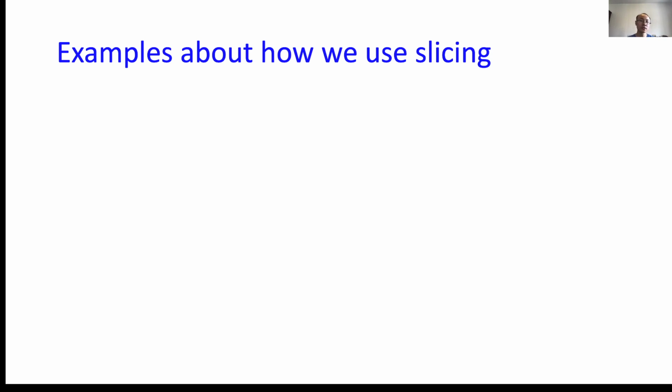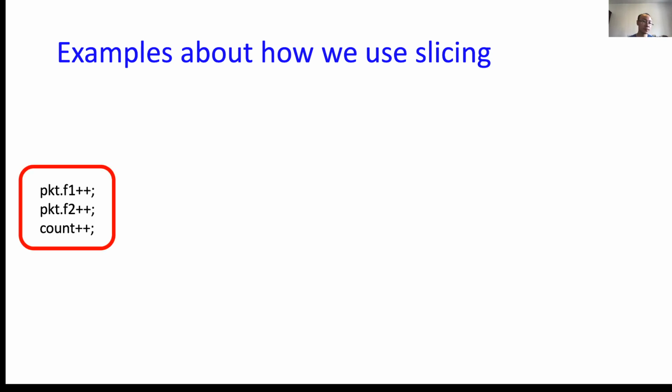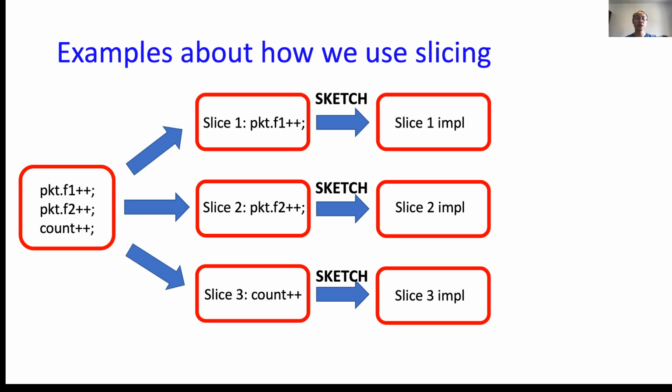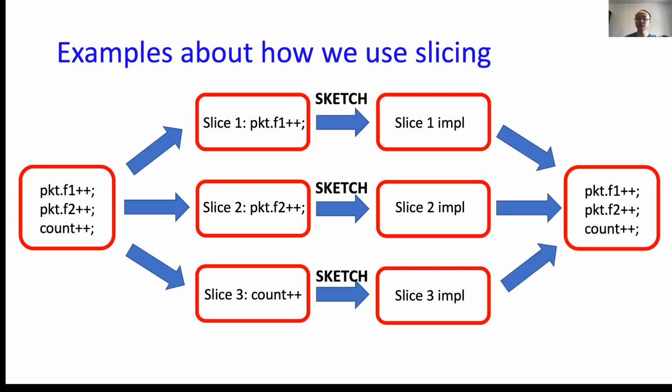So how can we use slicing? Let's take a look at this example. We will split the given Domino program into 3 slices, and each slice only takes care of one particular packet field or state variable, like packet.f1, packet.f2, or count. And we will use Sketch to output the implementation for each slice and group the implementations together so that the grouped version of machine code can fully express the functionality of the Domino program.